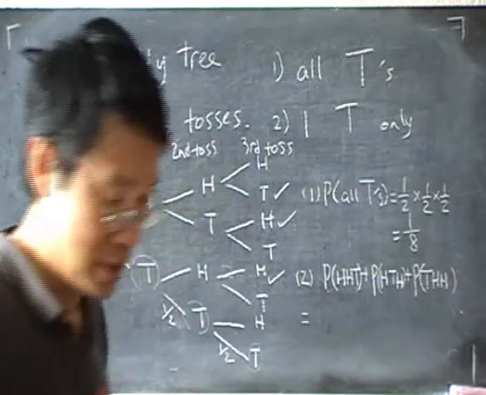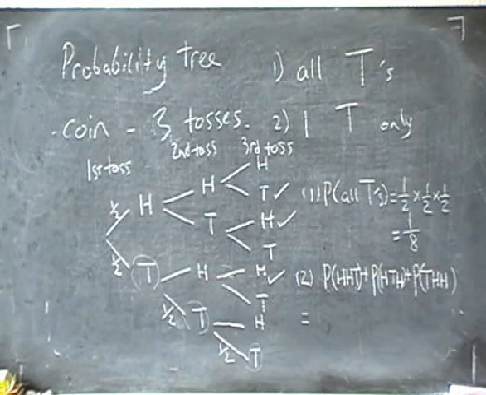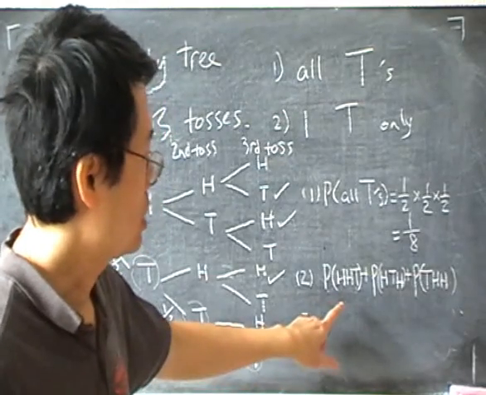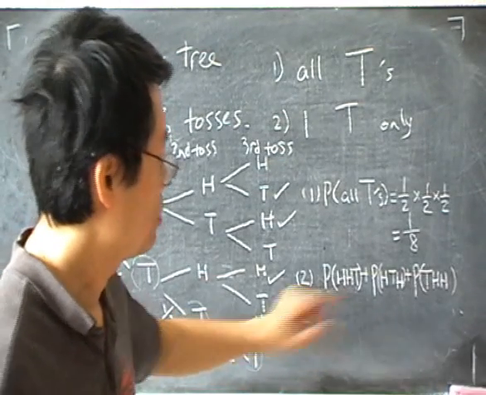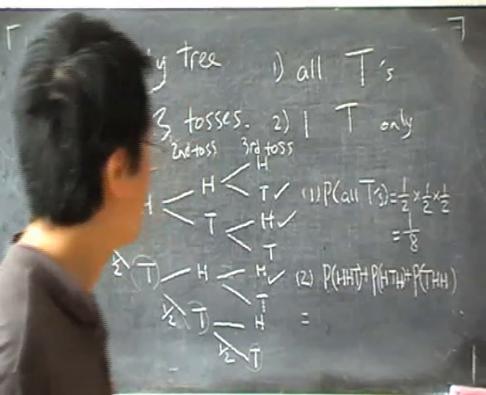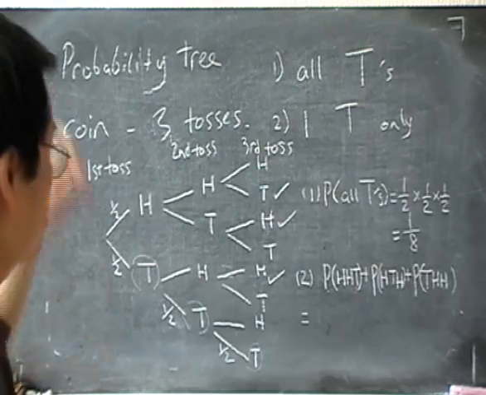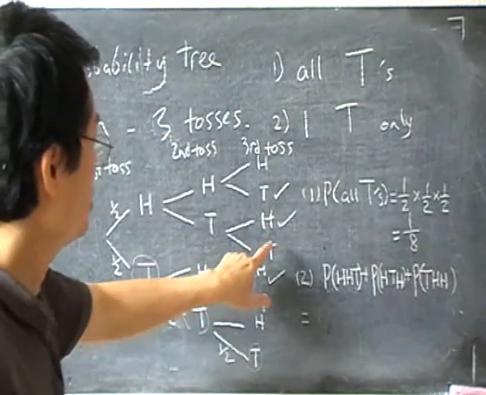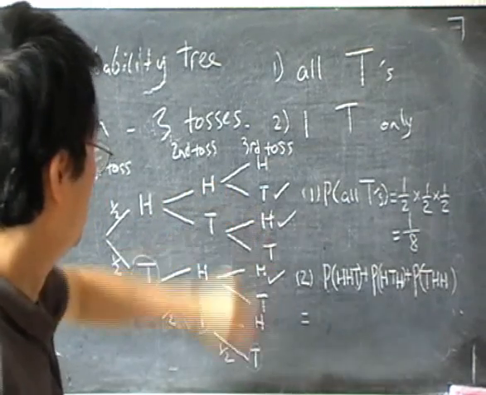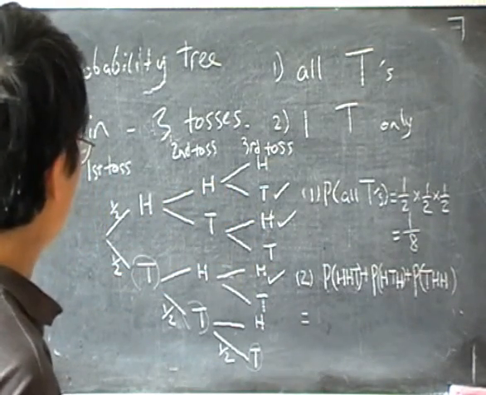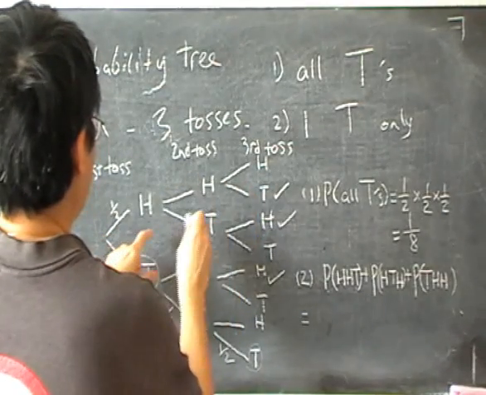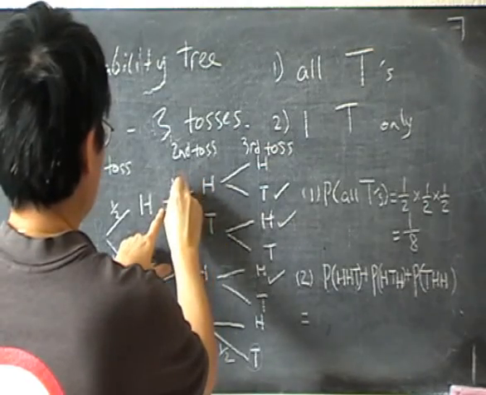So in the next step, I need to calculate the probability of head-head-tail. So let's go to that chain of events. That would be this one: head, head, tail. As we follow these branches, we can write down the probability for each branch.